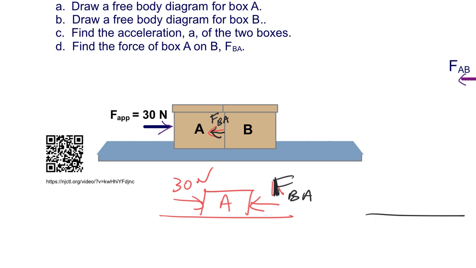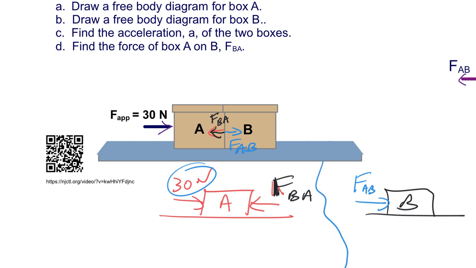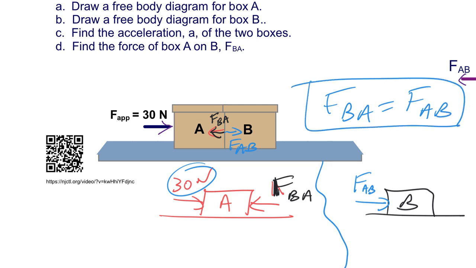Okay, and then box B would be force of A pushing against B, and that's it. The 30 newtons is not directly applied to box B, so don't use it there. So that'd be the easier one. Now, these two forces, contact forces, have to equal each other because of Newton's third law of motion.